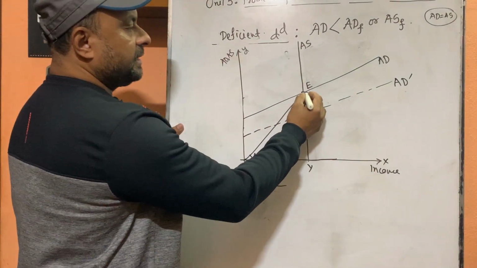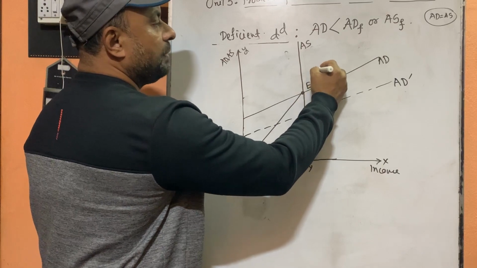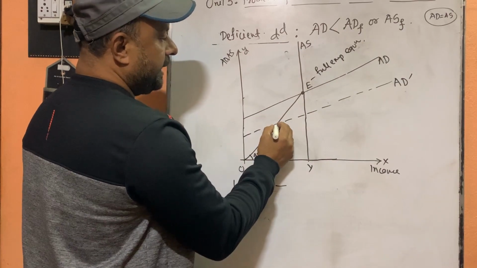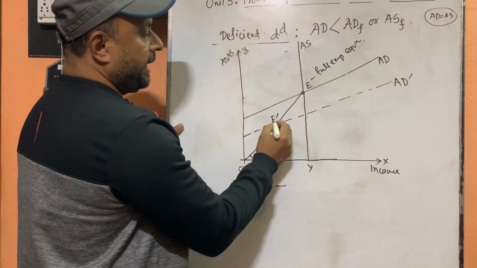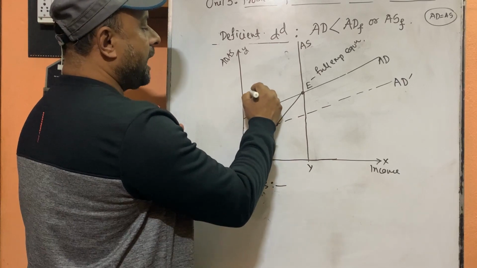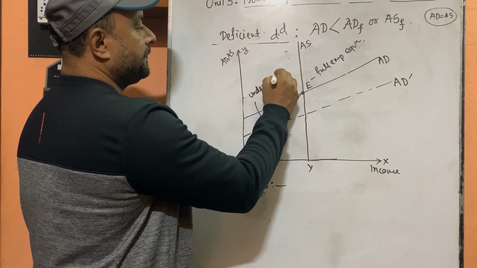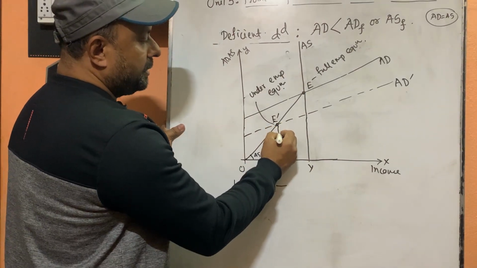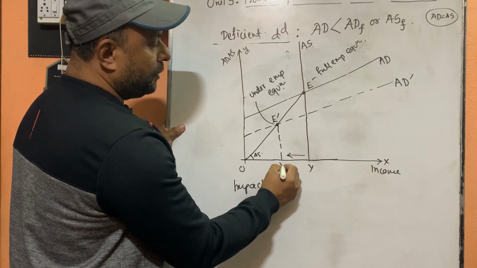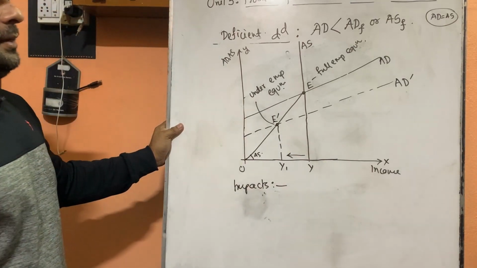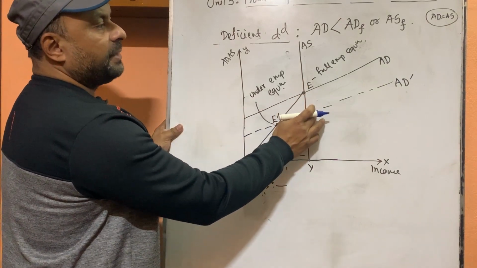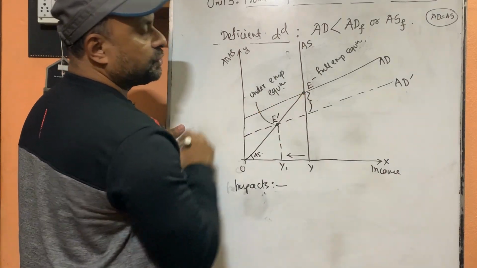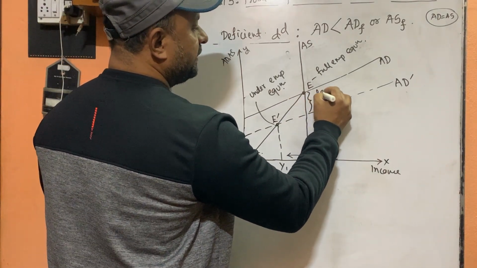Now what happened? Earlier this one was the equilibrium point, this is full employment equilibrium, and here we are getting another equilibrium point. The AD and AS curves intersect here, and this one is called the underemployment equilibrium. Now see, income, employment, output, all in the economy reduced. This is deficient demand. Due to the fall in aggregate demand from the equilibrium level, there arises a gap between these two, and this gap is called deficient demand.